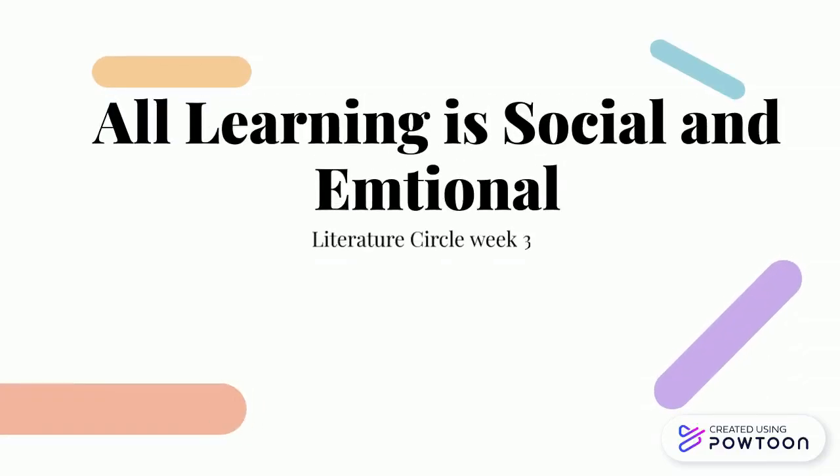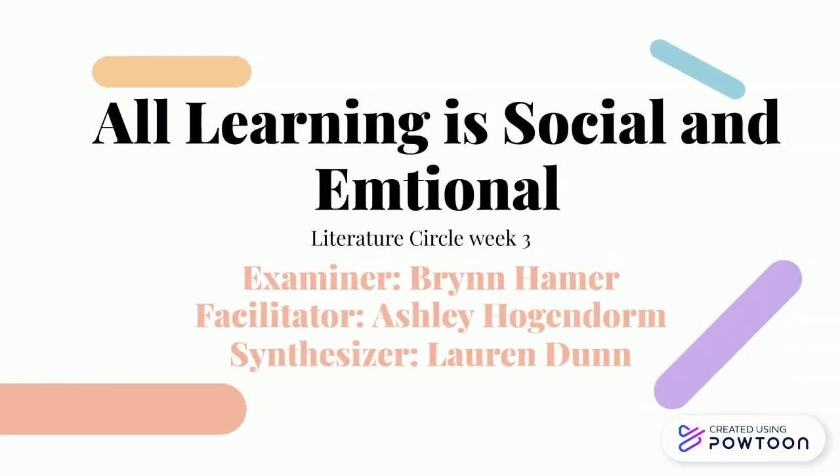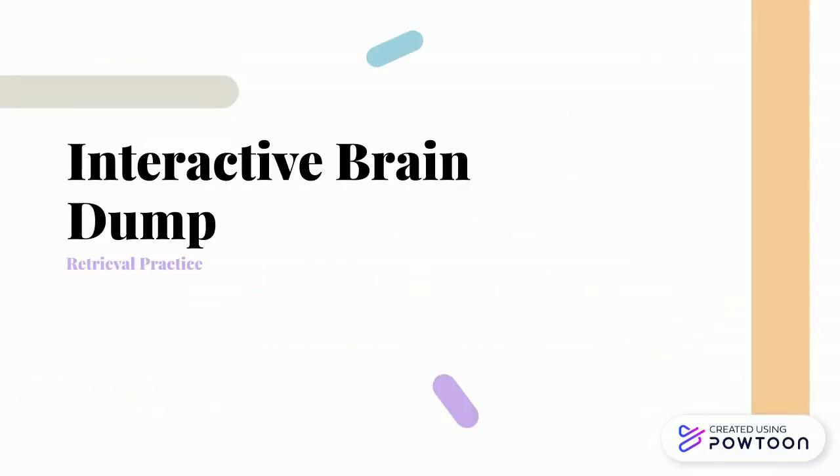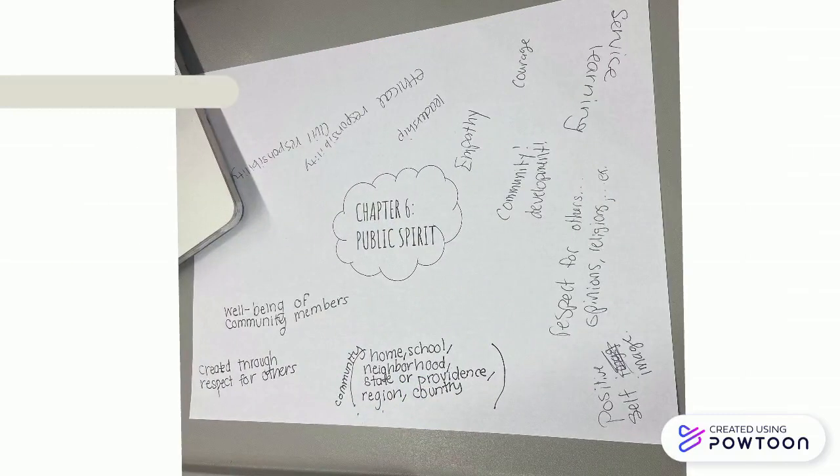Welcome to our last literature circle for All Learning is Social and Emotional by Ashley, Lauren, and Bryn as examiner. Ashley had us begin with the first layer of our brain dump. This provided us with an opportunity to recall the information we had all read leading up to our discussion. You can see that our answers are very surface level at this point.